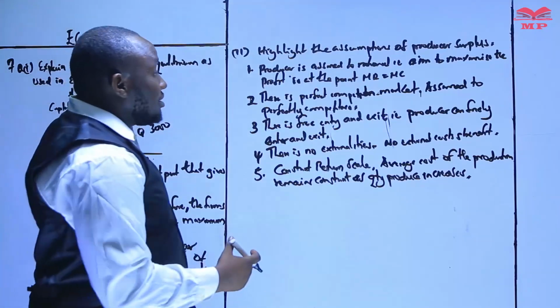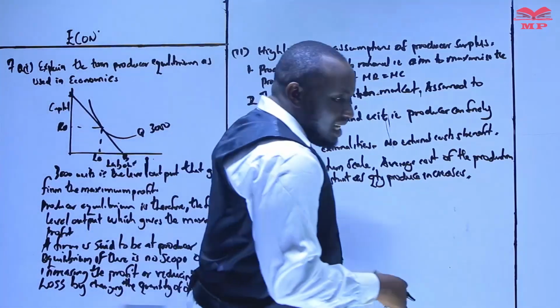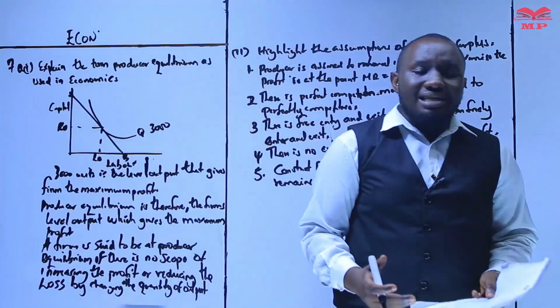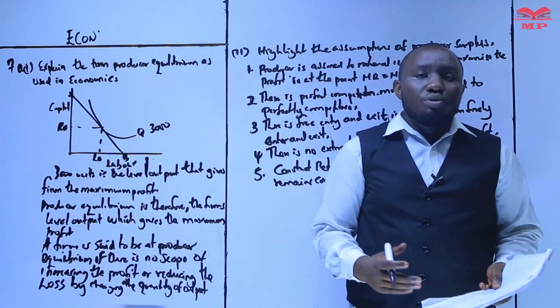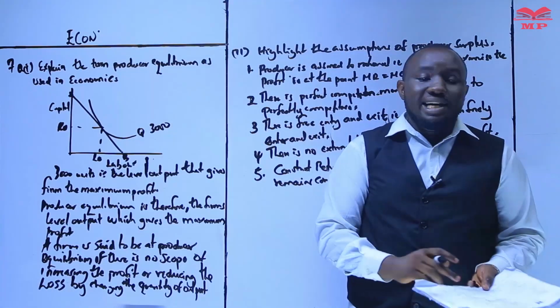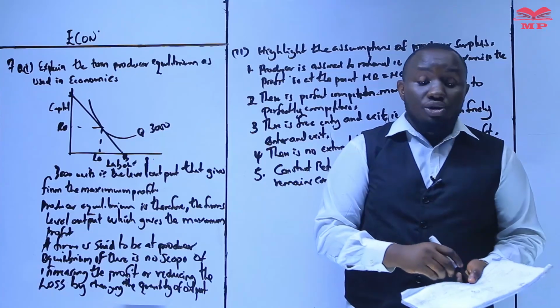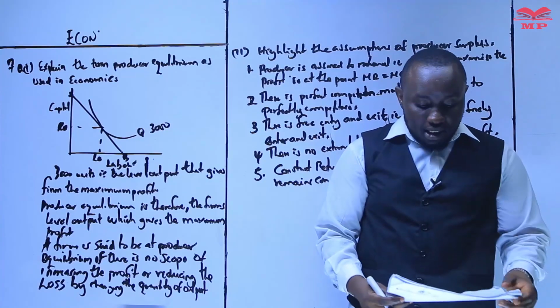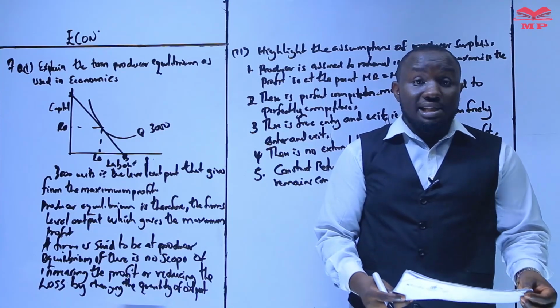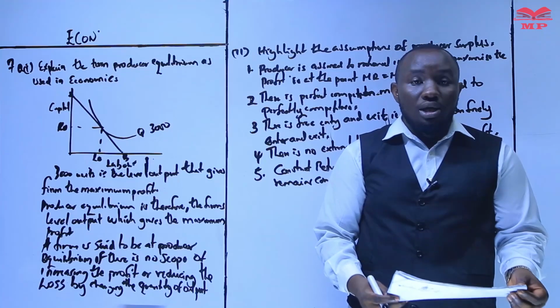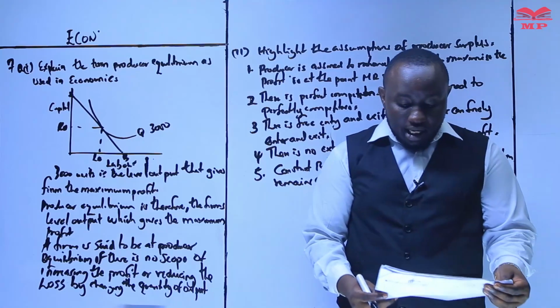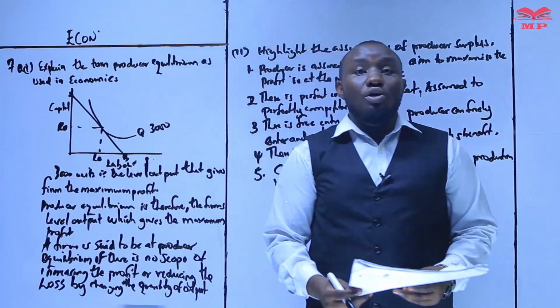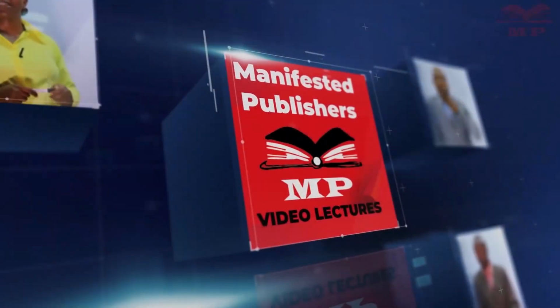Again, I said at the beginning of that particular question, you can be asked what a producer supply is as a major area, and you can also be told to illustrate using a diagram how producer supplies basically come. And that is how we particularly handle that question. That is question 7A Roman 2. That is how we go about that question.